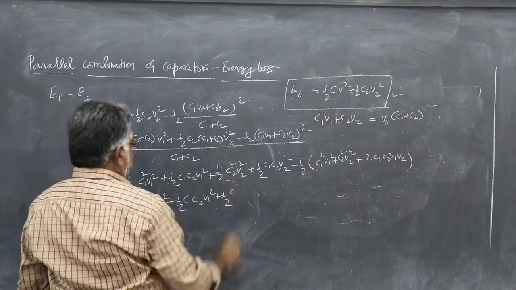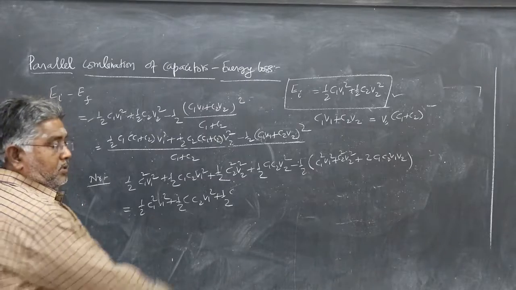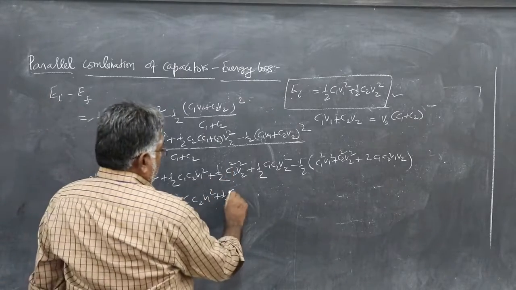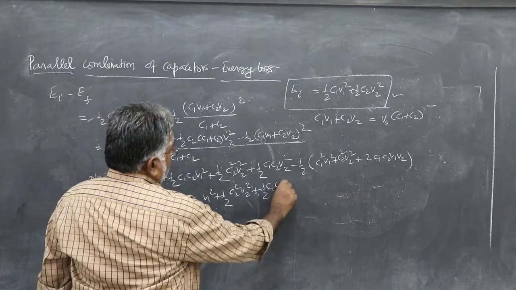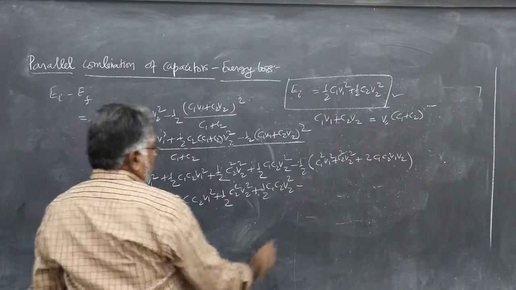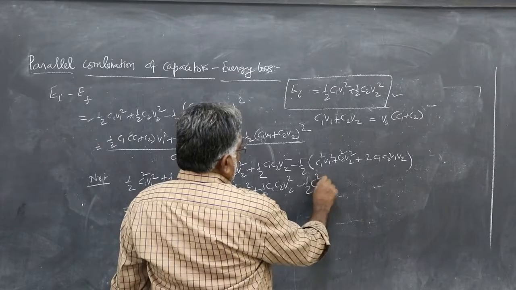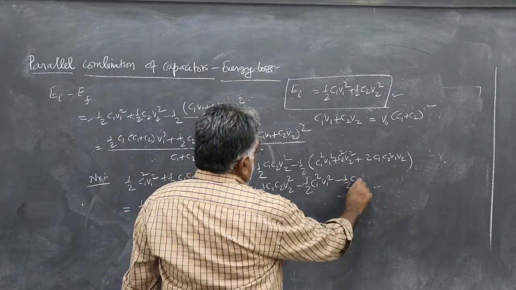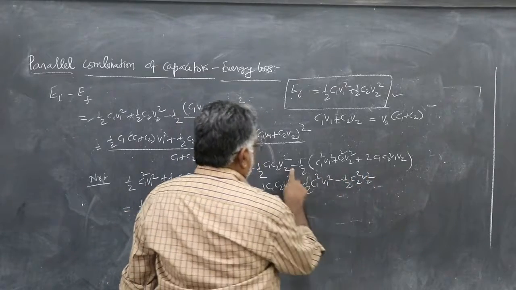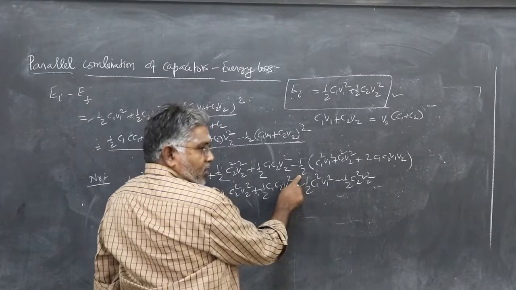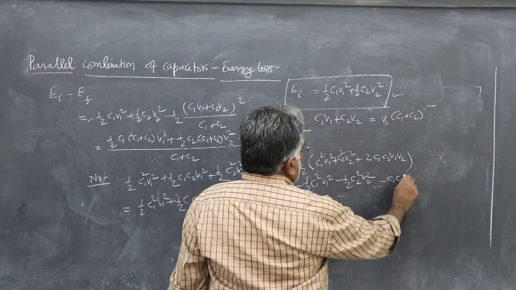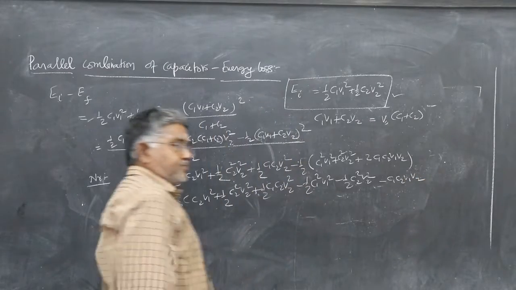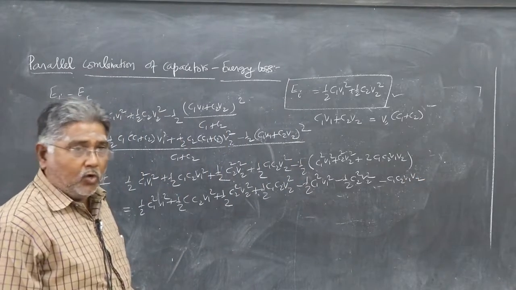Okay, I'm sorry, please correct it. C2 square V2 square plus half C1 C2 V2 square minus half C1 square V1 square minus half C2 square V2 square minus half, here 2 is there, so minus C1 C2 V1 V2. Only the numerator alone I am expanding.